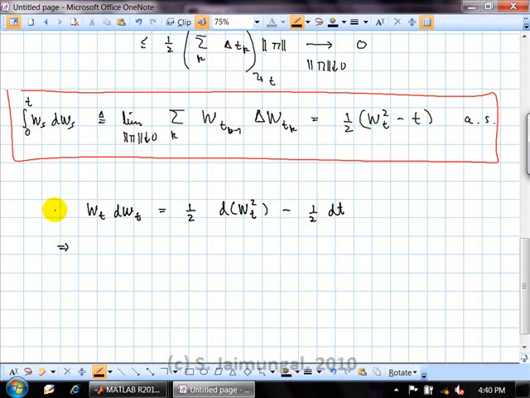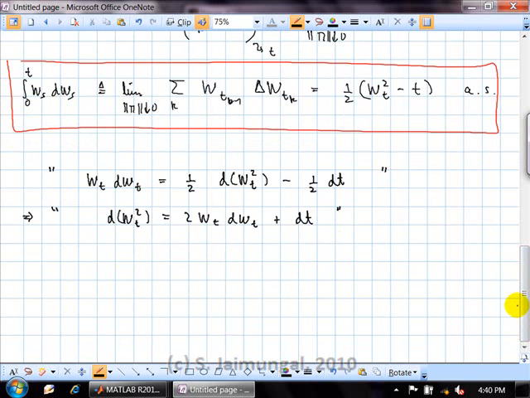I'll put all of this in quotation marks. And if I put the d(W squared) on one side of the equation and the rest of the things on the other side, you end up with 2 W dW plus dt. If you were doing standard calculus, that's where you would have stopped, right? You would say that the differential of the square of something is just twice the something times the differential of the something, so you just get 2 W dW. This here is the Itô correction term.